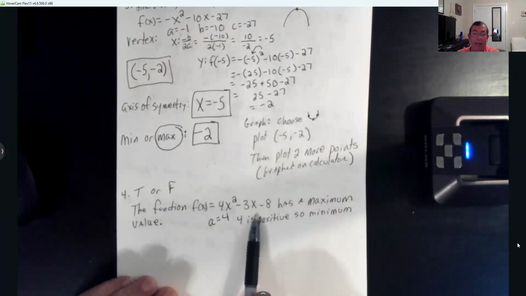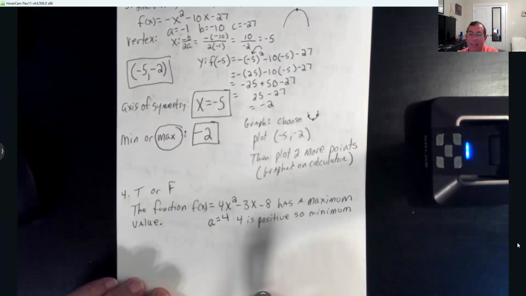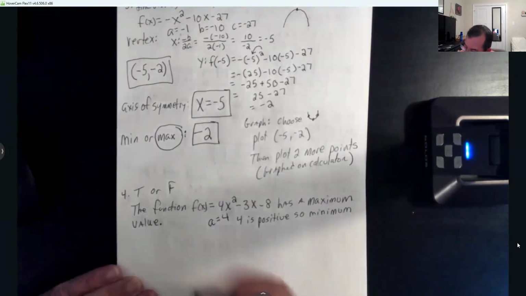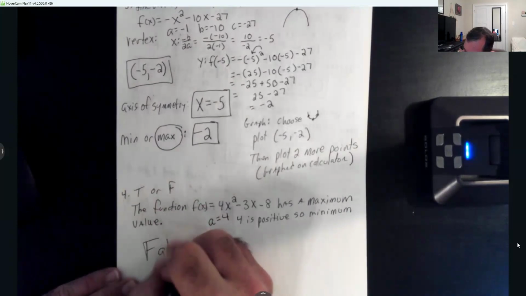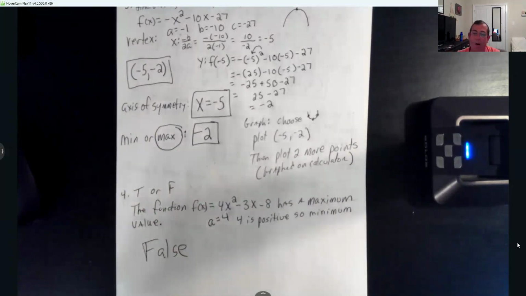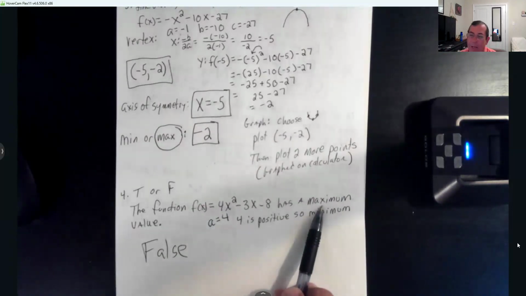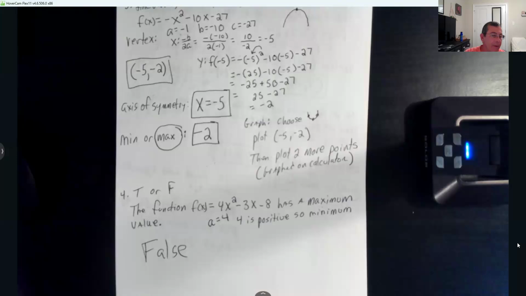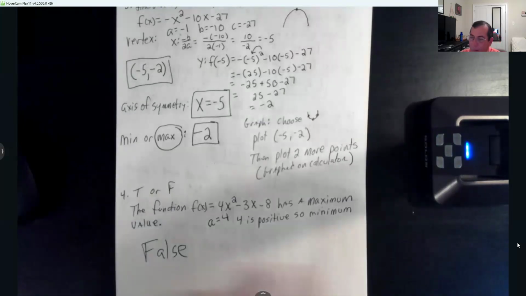But look what they're saying. They're saying it has a maximum value. Well, that doesn't have a maximum value. We just said if the 4 was positive, it had a minimum. So this would be a false. This actually has a minimum, not a maximum. All right, let's try another one.